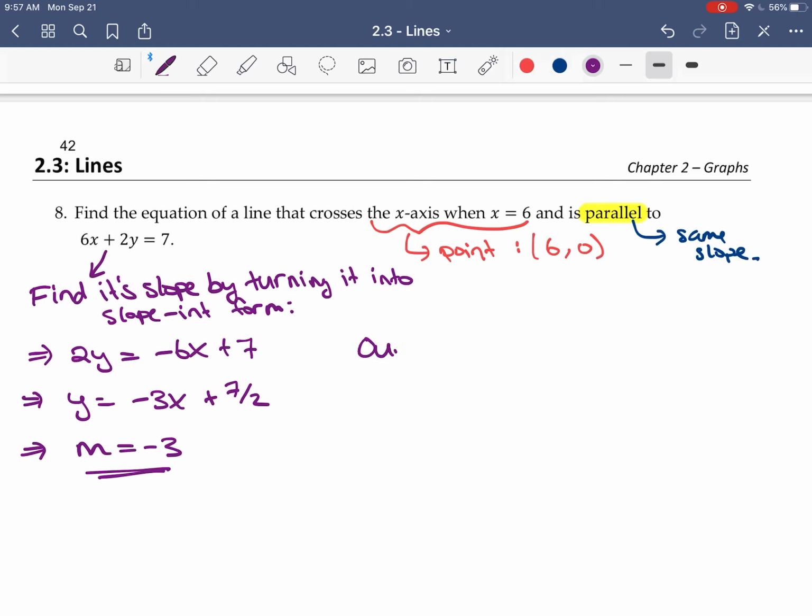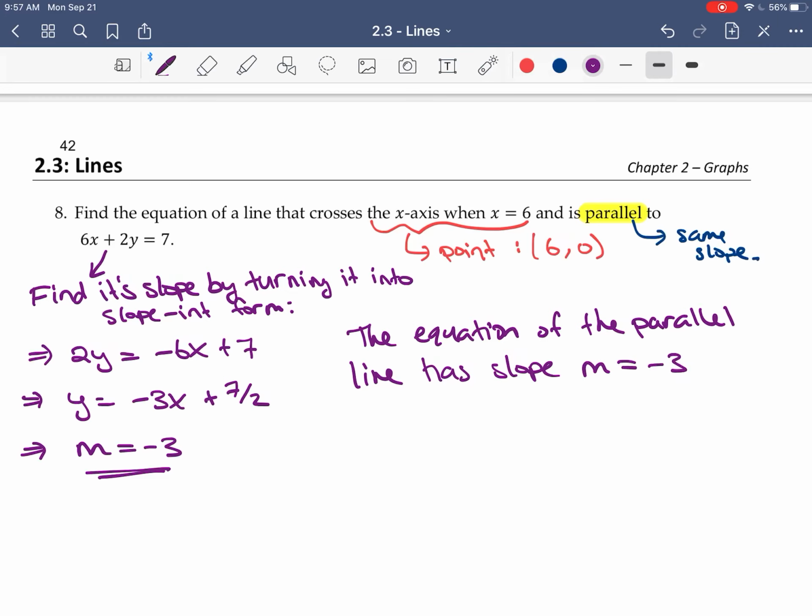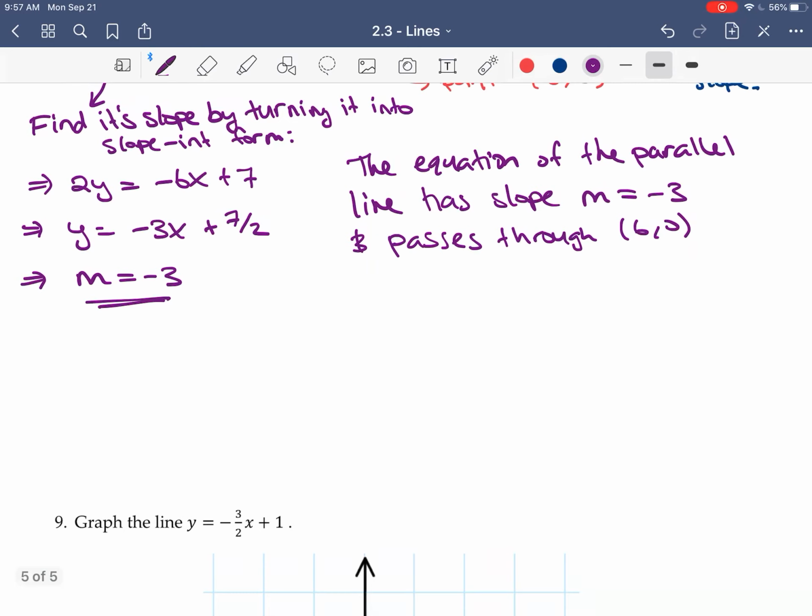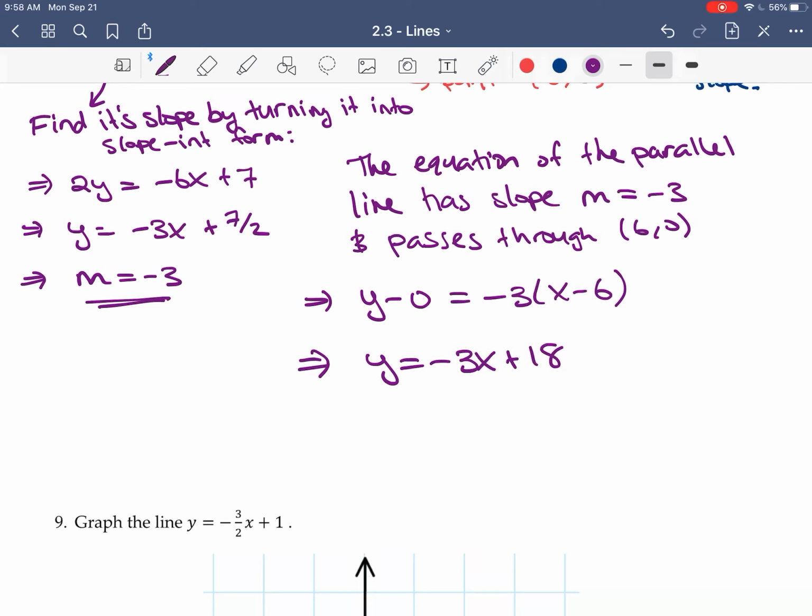So maybe I'll just write the equation of the parallel line. It has slope m equals negative 3, so the same slope, and passes through the point (6, 0). If we use the slope-point form, that means y minus 0 is equal to negative 3 times (x minus 6), which is negative 3x plus 18. So solving for y, I get y equals negative 3x plus 18. That's my equation for my parallel line in slope-intercept form.